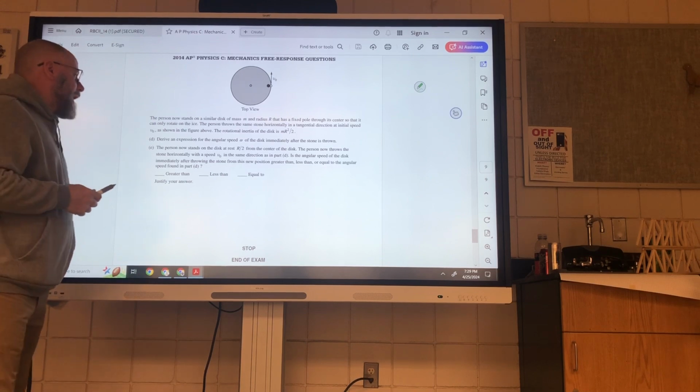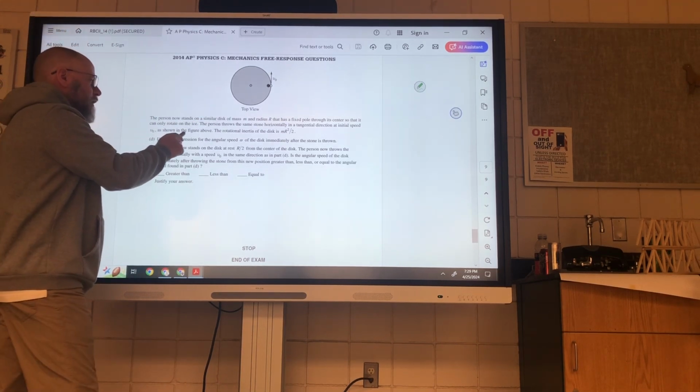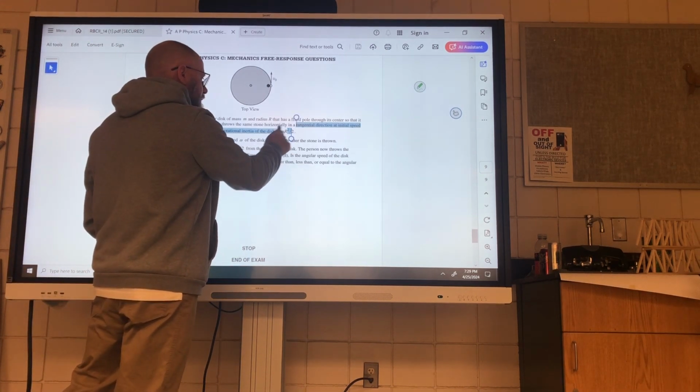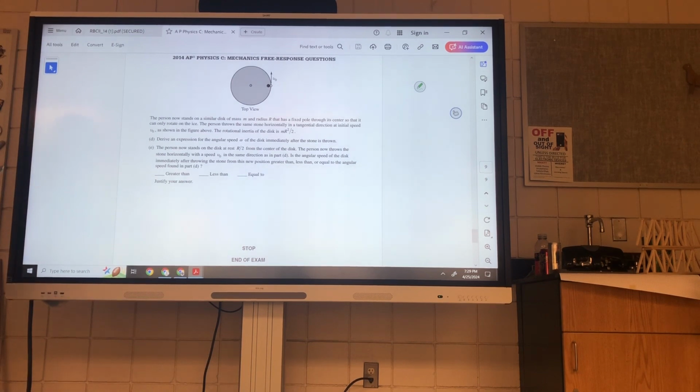The person throws the same stone horizontally, tangentially, with a speed v0 as shown in the figure. The rotational inertia of the disc is given. Derive an expression for the angular speed omega of the disc immediately after the stone is thrown.